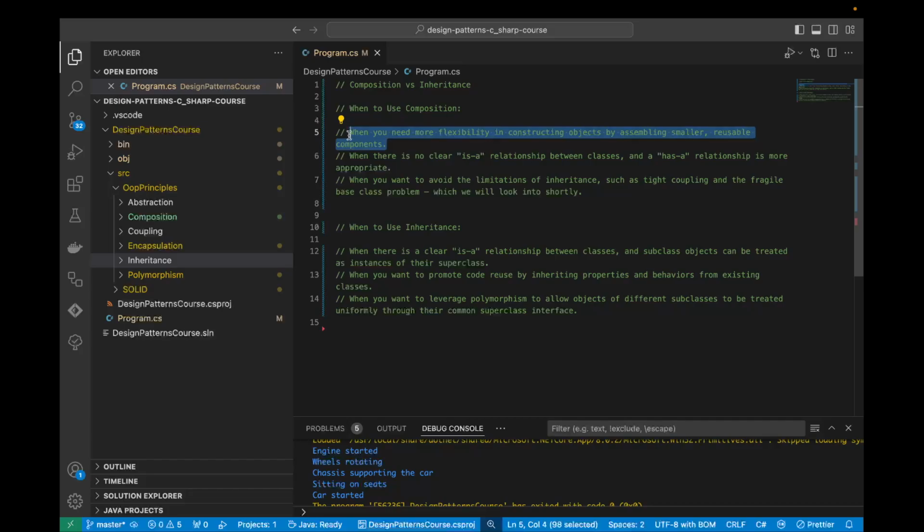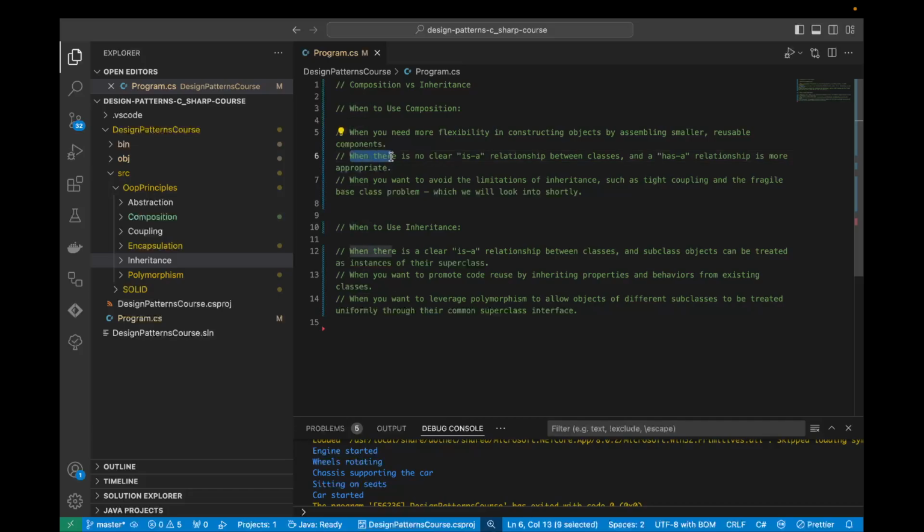A good example for this is a car class which is built from multiple components or multiple smaller objects, such as an engine, wheels, chassis, its seats, its dashboard, GPS, all these kind of things a car can be constructed or composed from. So composition provides us with good flexibility in constructing objects from smaller reusable components.